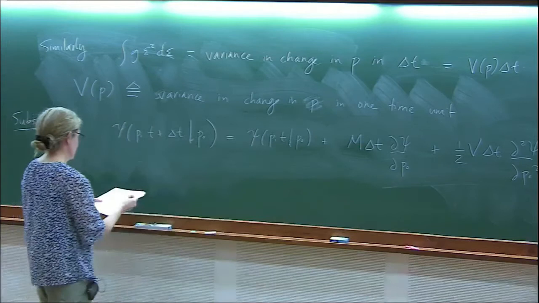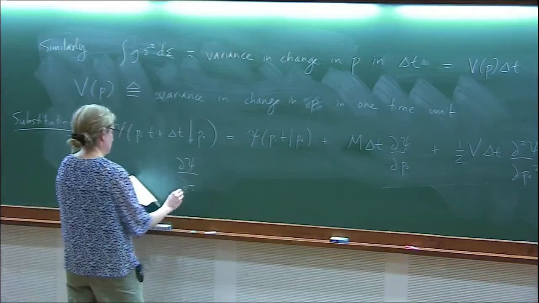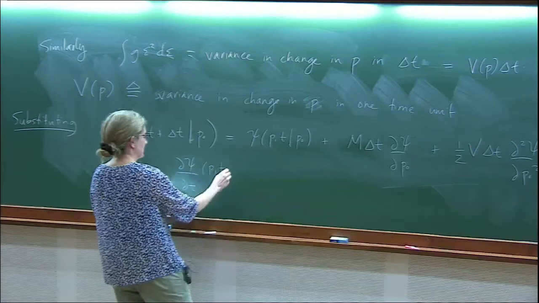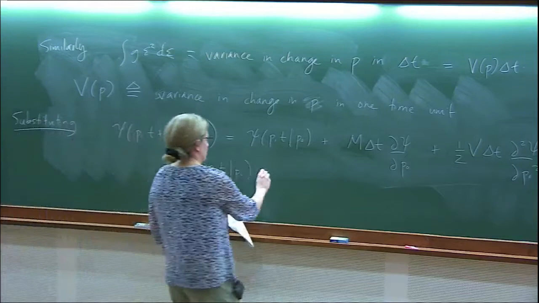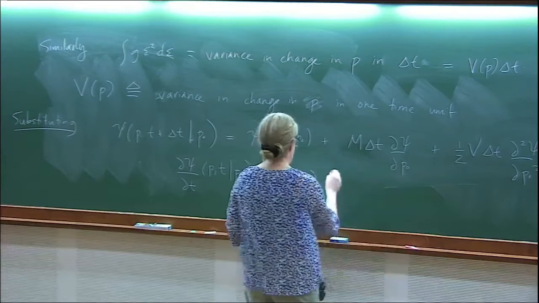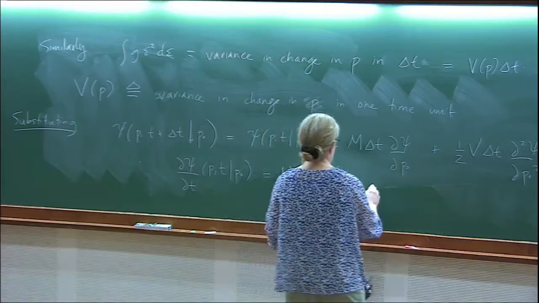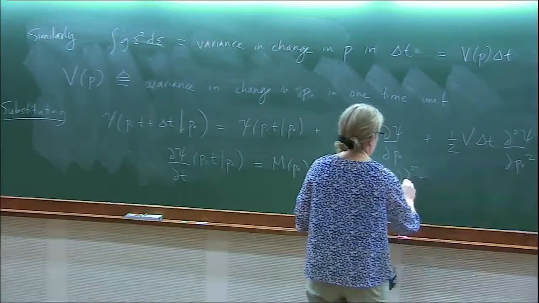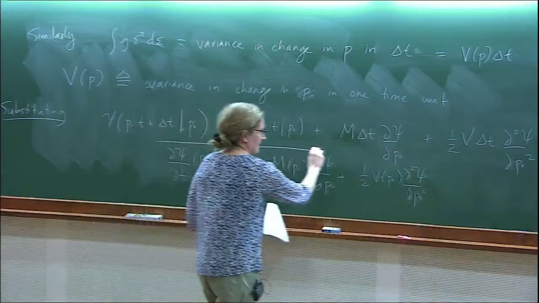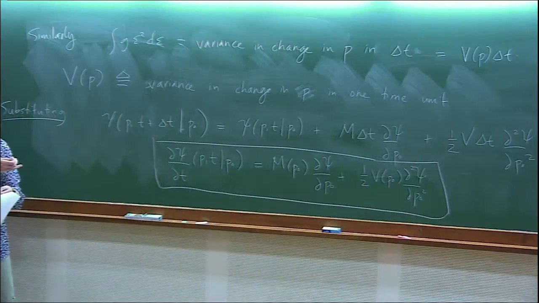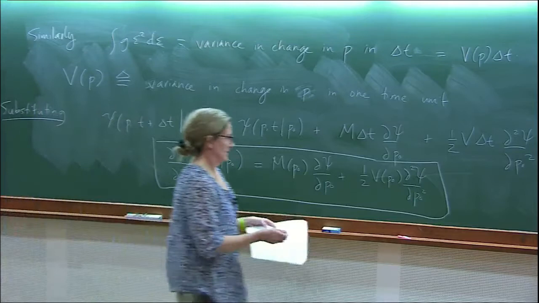So since we just did this yesterday, I'm going to skip right to di psi di t. This would be di psi at t given P0 is M. I'll just put the P0 dependence back in there explicitly for now. Di psi di P0 plus one half V. And this guy is the Fokker-Planck equation, the backwards Kolmogorov equation, and it's what we need. So we'll call it the Kolmogorov backwards equation.